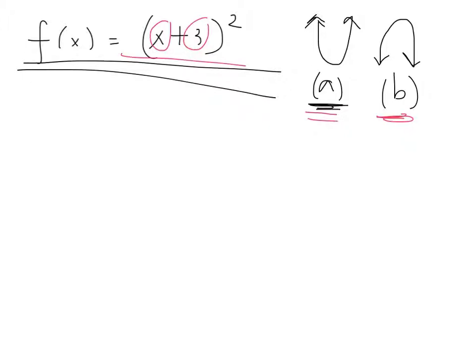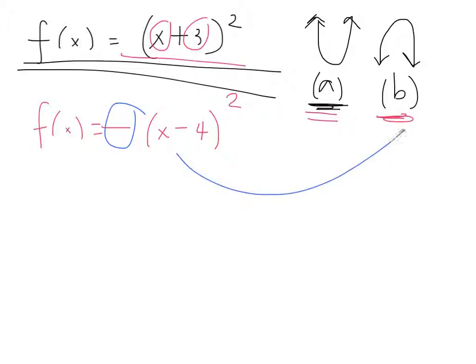Can you give me an example wherein the graph will open downward? Yes, Gino. Negative parenthesis x minus 4, parenthesis squared. So as you can see, there's a negative sign before the parenthesis. That means the case will be B.